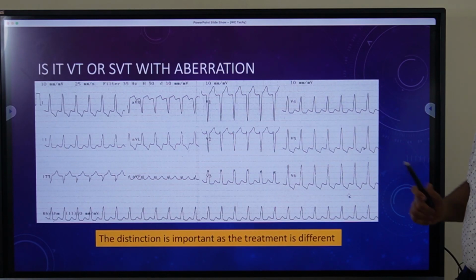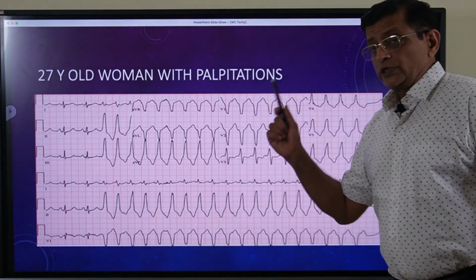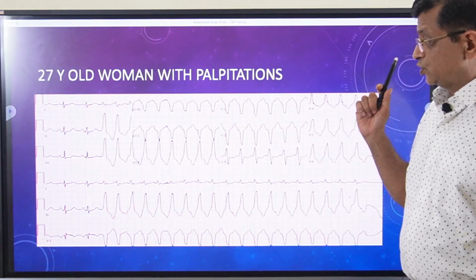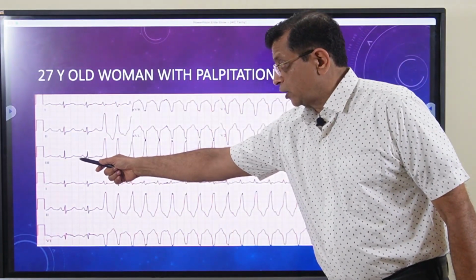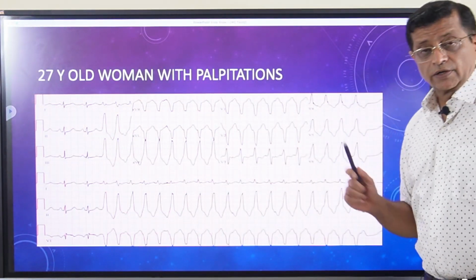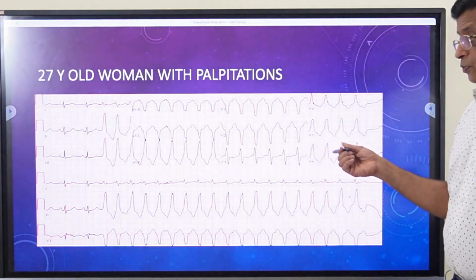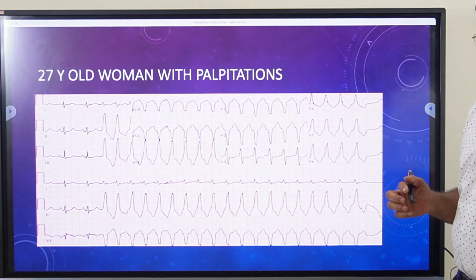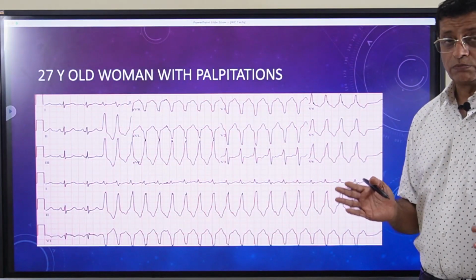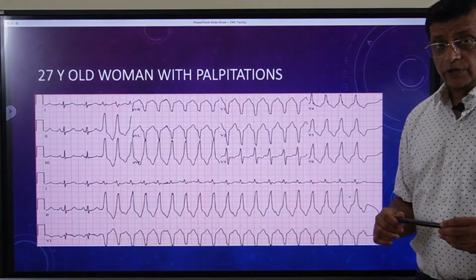Let's see another example. A 27-year-old woman comes with palpitation. As soon as the ECG is taken, the initial 2 beats are narrow complex sinus beats. Then suddenly she develops a wide complex tachycardia. Then how do we approach this patient? So these are the scenarios that you will face in the ICU sometimes, and they can be very tricky.